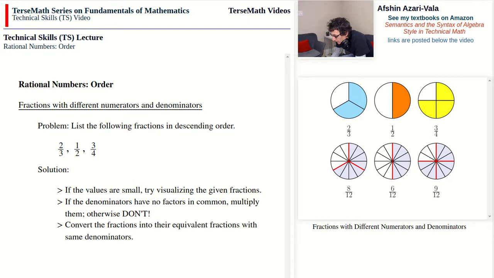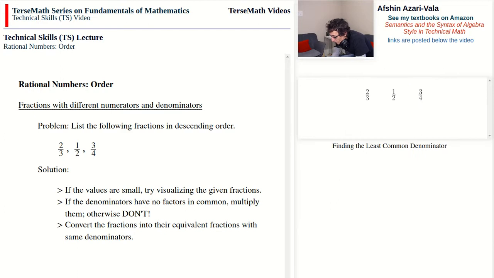Okay, so suppose that you cannot really think of any number that's divisible by 3, 2, and 4. And because 2 and 4 have a 2 in common, I would not want to multiply these denominators together. So how do we go about finding the least common denominator, which is 12? What we'll do is we convert our fractions into their equivalent fractions with the same denominators. And here's how we go about doing that. Okay, so here are the fractions: 2/3, 1/2, and 3/4.